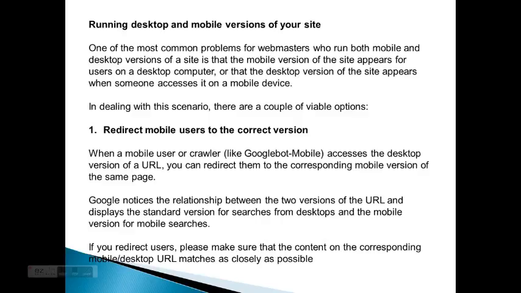One is to redirect mobile users to the correct version. When a mobile user or crawler like Googlebot-mobile accesses the desktop version of a URL, you can redirect them to the corresponding mobile version of the same page. Google notices the relationship between the two versions of the URL and displays the standard version for searches from desktops and the mobile version for mobile searches. If you redirect users, please make sure the content on the corresponding mobile or desktop URL matches as closely as possible.